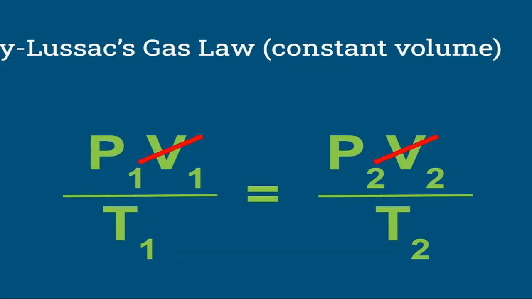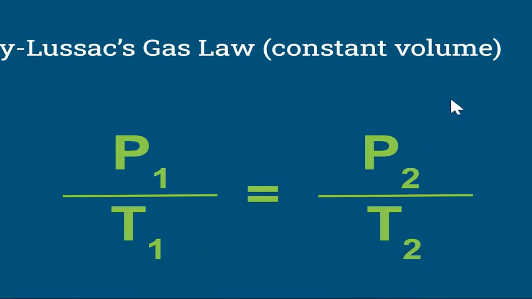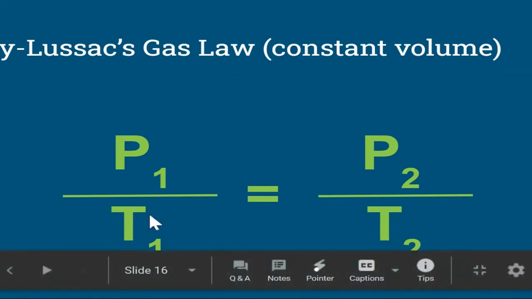And the last one is Gay-Lussac's gas law. And he did his experimentation under constant volume. So we're going to cancel the V's and remove them, leaving us with just P1 over T1 equals P2 over T2. Again, the temperature must be in Kelvin to do the actual math.